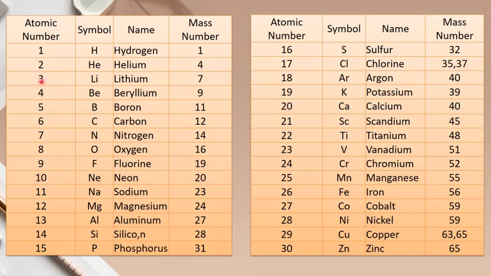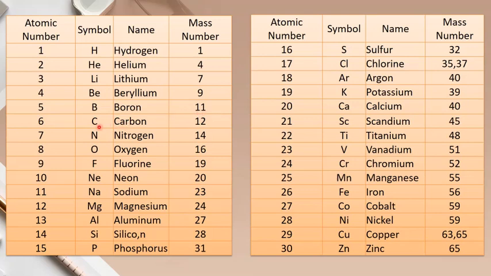Lithium has 3 protons but 4 neutrons. I told that sometimes it has 1 more neutron than proton. Here lithium has 3 protons and 4 neutrons. Beryllium also has 4 protons and 5 neutrons. So its mass number is 4 plus 5, 9. Boron also has 5 protons and 6 neutrons. So its mass number is 11.